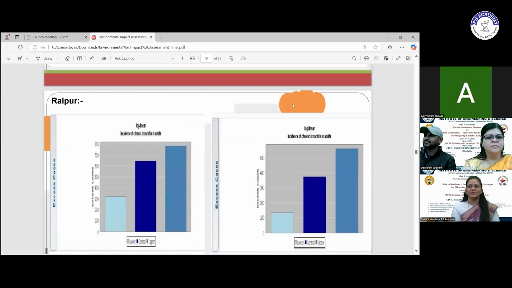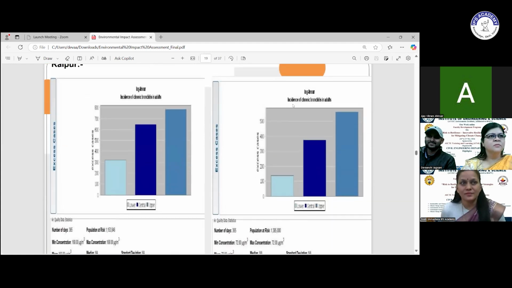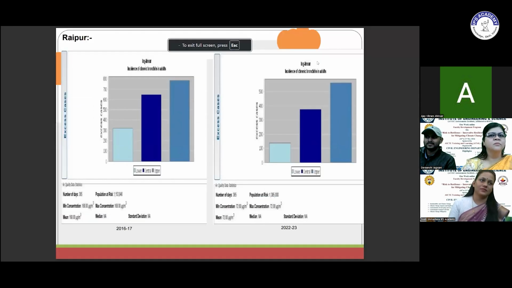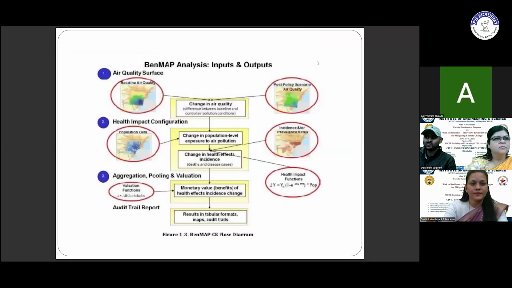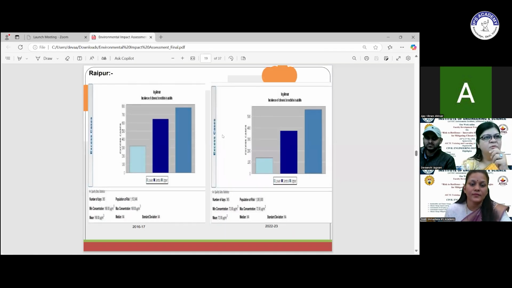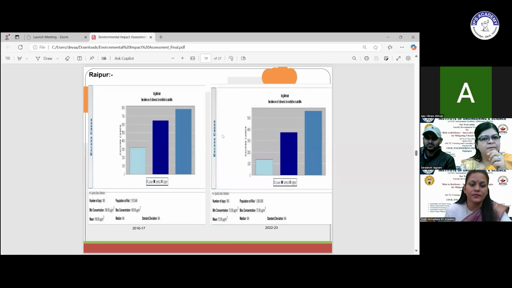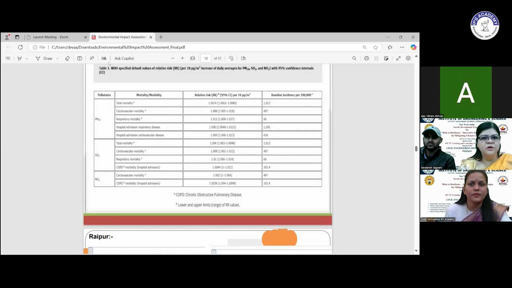Next, ma'am. Next, we have compared this for Raipur city, because Raipur city has a decline in particulate matter. So we can see two. Madam, both should be visible. Madam, previous slide. Madam, the whole slide is not visible. Okay. Sir, is this visible now? Okay, move a little more. Yes, okay, now it is fine. Next slide, ma'am. Next slide.